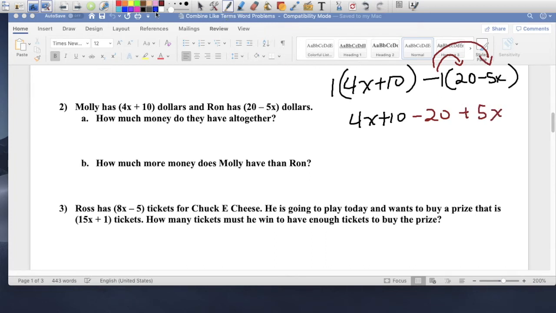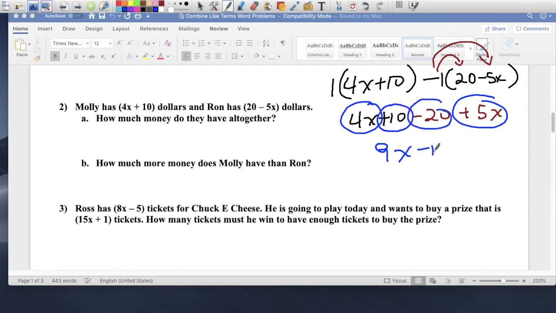Now I'm going to combine like terms. 4x and positive 5x, that's just 9x. And positive 10 and negative 20 is going to give me negative 10. So how much more money does she have? She has this much: 9x minus 10 more, then $10. 9x minus 10.